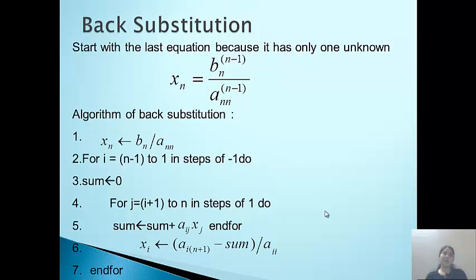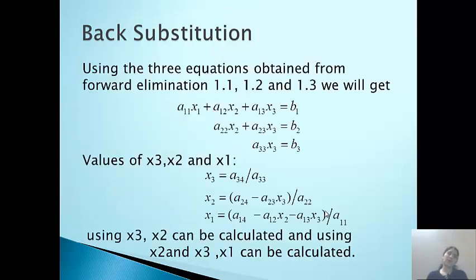Then we have initialized sum equal to 0. What sum is, we will see with an example. For j equal to i plus 1 to n in steps of 1, do sum equal to sum plus aij xj. This is the end of the for loop. Then xi equal to ai n plus 1 minus sum upon aii. Then there is the end of another for loop.